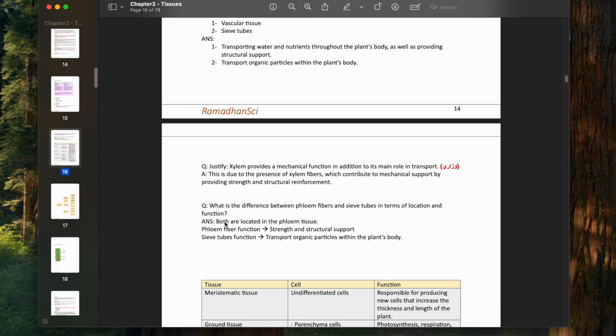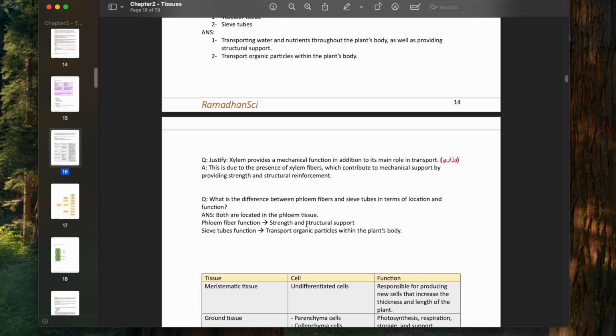Another question is telling you to justify that xylem provides a mechanical function in addition to its main role in transport. This is due to the presence of xylem fibers. We said that xylem fibers mainly provide strength and structural support, which contribute to mechanical support by providing strength and structural reinforcement.